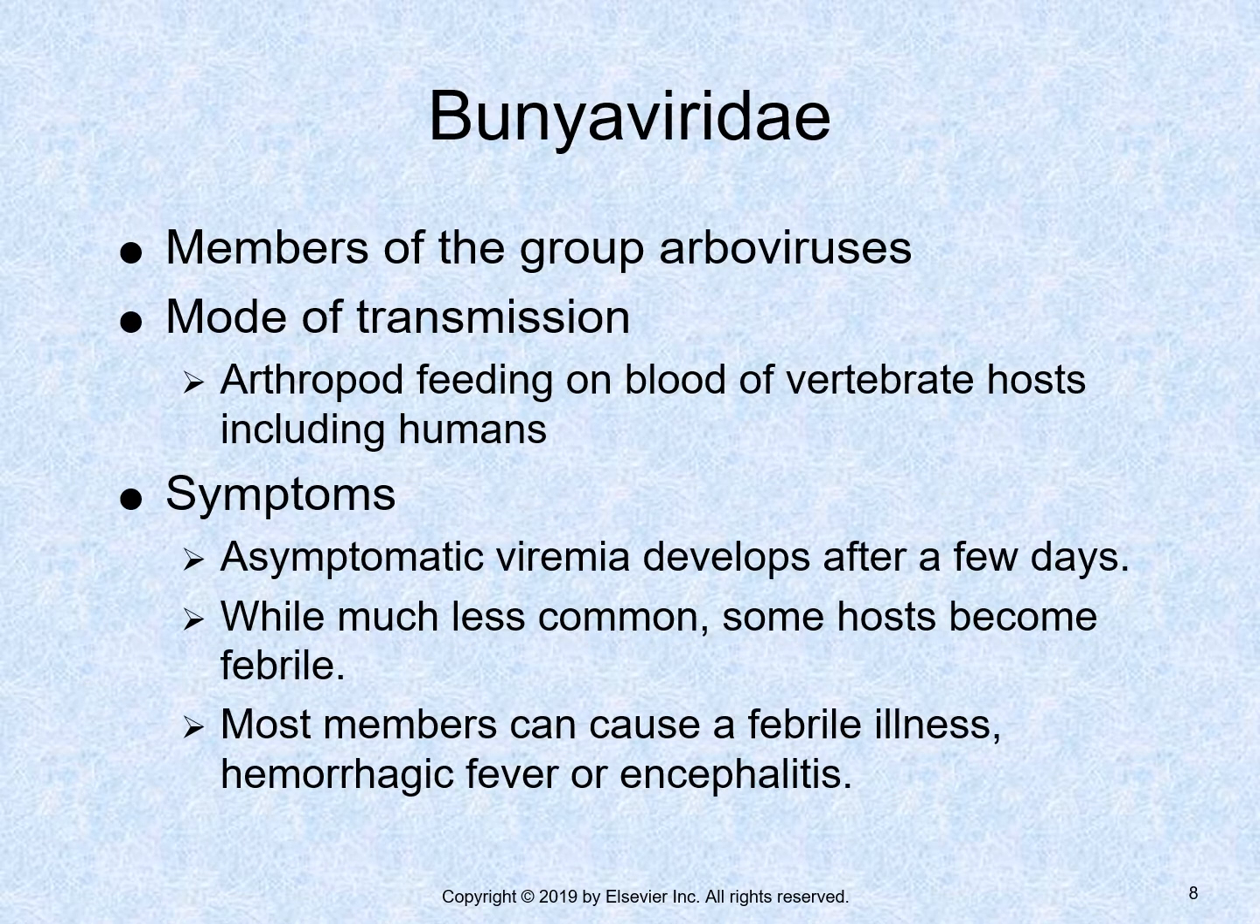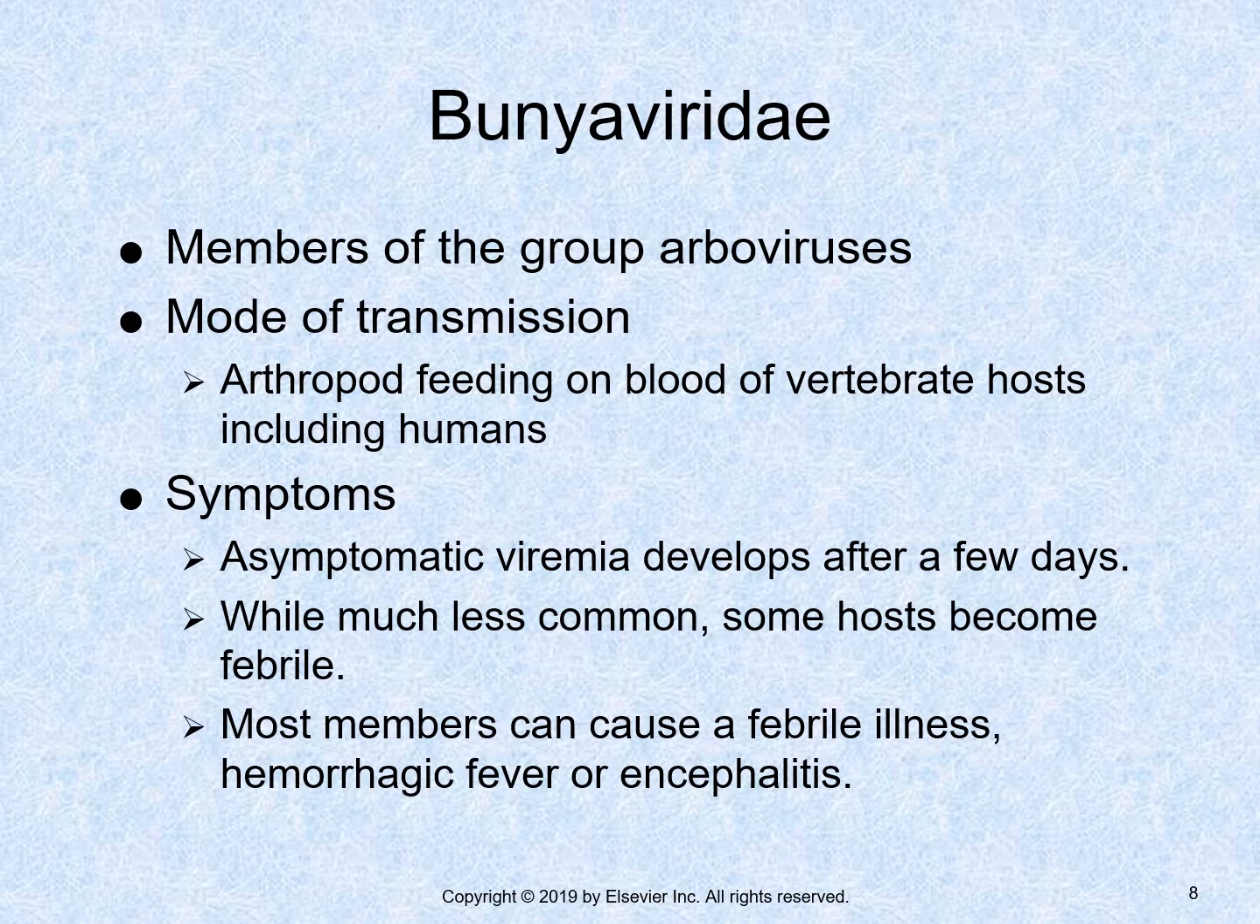The family Bunyaviridae includes the genera Orthobunyavirus, Phlebovirus, and Nairovirus, which are all classified as arboviruses. These viruses replicate initially in the gut of the arthropod vector and eventually appear in its saliva. The arthropod then transmits the virus when feeding on the blood of vertebrate hosts, including humans. After a few days, the infected host usually develops an asymptomatic viremia. However, some hosts become febrile, which is less common.